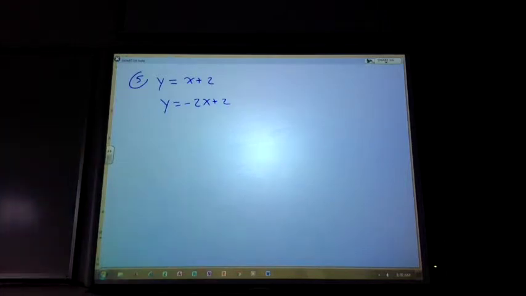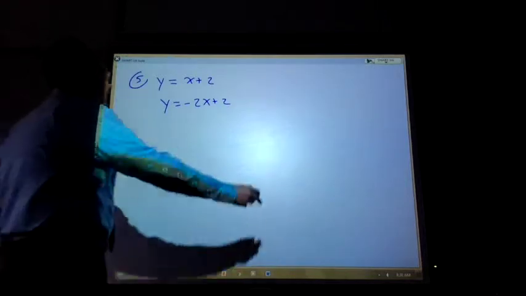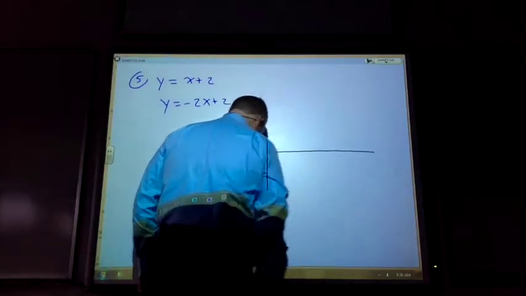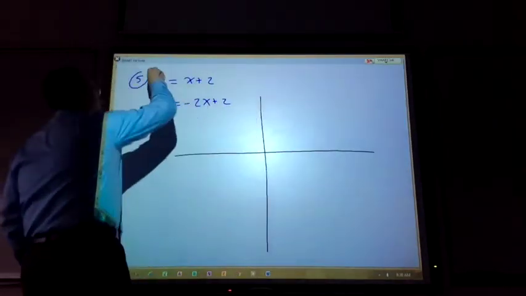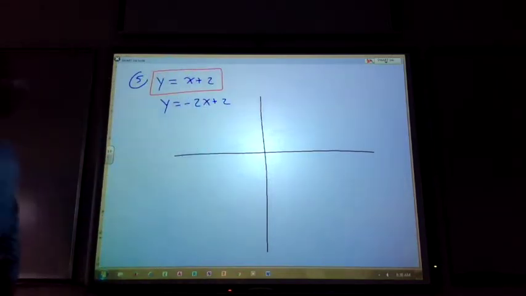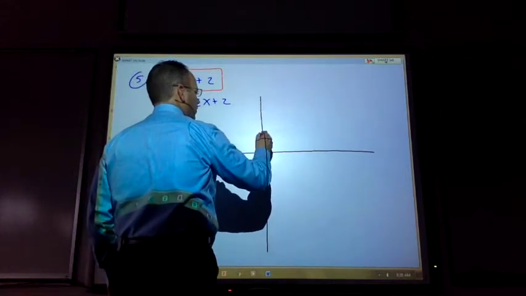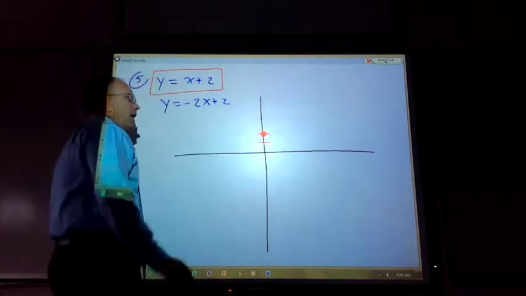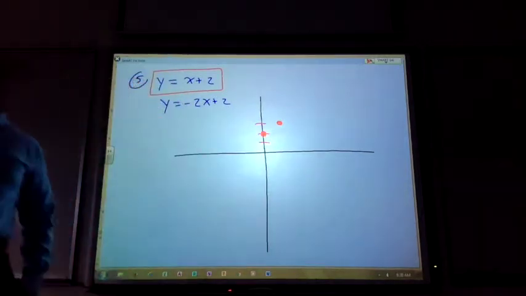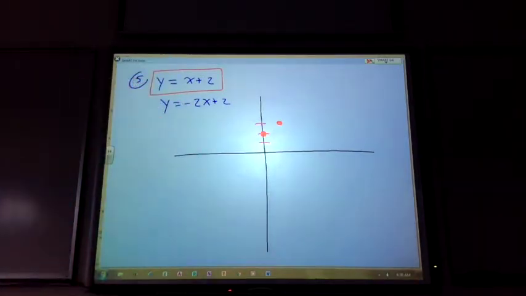So I want these graphed. What is my y-intercept of this one? 2. And so from that point, I'm going to go up 1, right 1. Do you agree? Hey, is this a solid line or a dotted line? It's not an inequality, so it's got to be a solid.